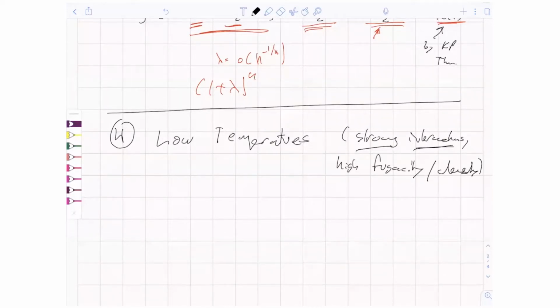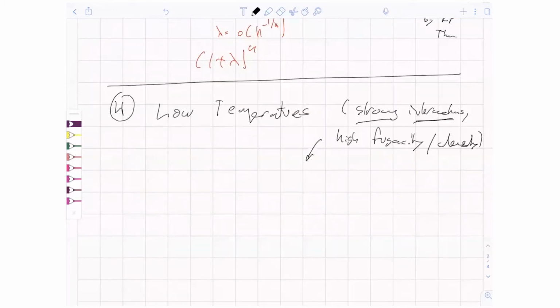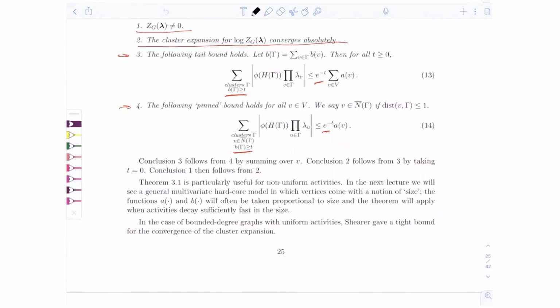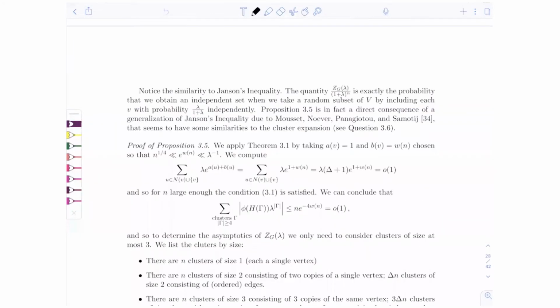In particular, what do we expect to see? We expect to see long-range correlations. The cluster expansion will not converge, and so on. And we might have phase coexistence, meaning that typical configurations align with more than one possible ground state. Okay, so let me show you a picture, and maybe this picture will tell you the most important thing you'll get from this lecture.